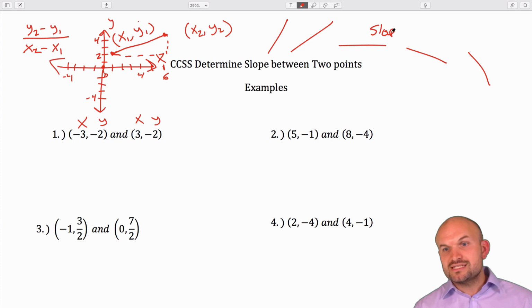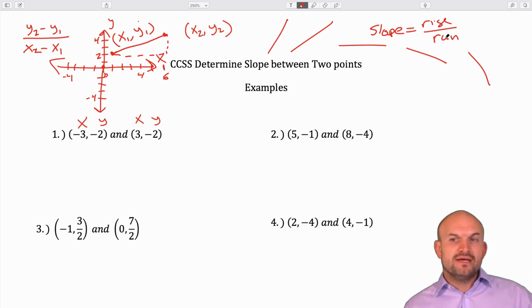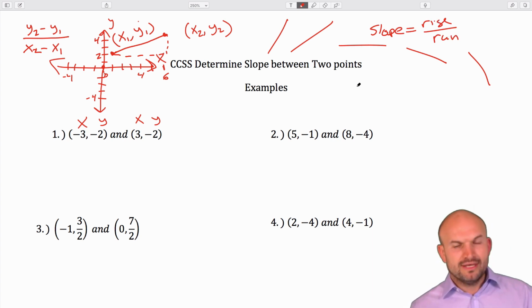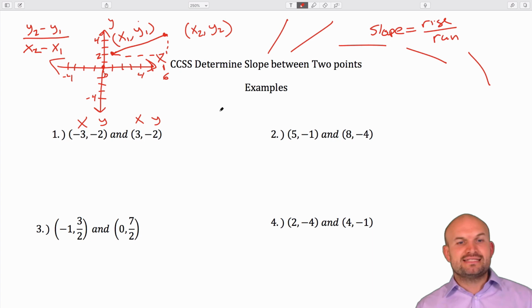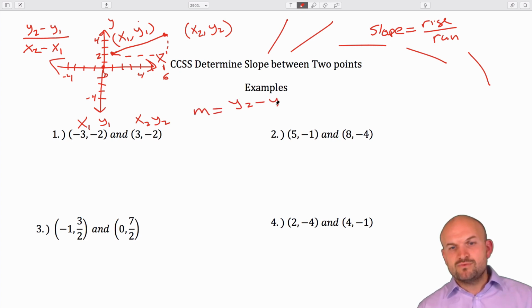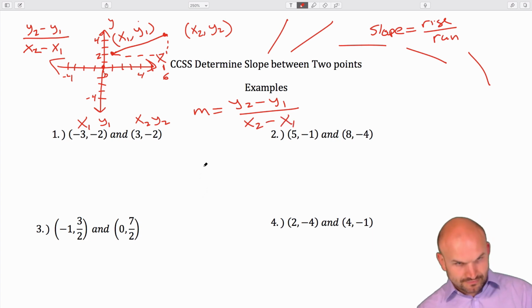So we can look at the slope here. You know, a lot of people remember it as rise over run. Basically, how far did you go up compared to how far did you go over? And mathematically, a lot of times when we're talking about x1 and y1 and x2 and y2, we use this formula. M equals y2 minus y1 over x2 minus x1.